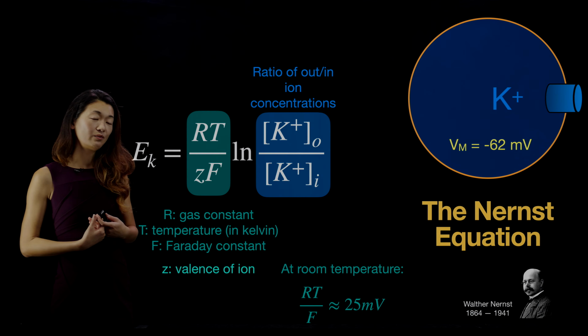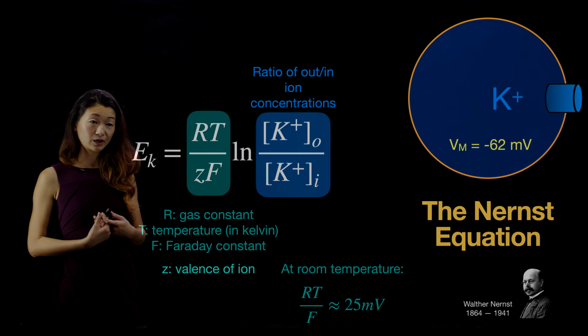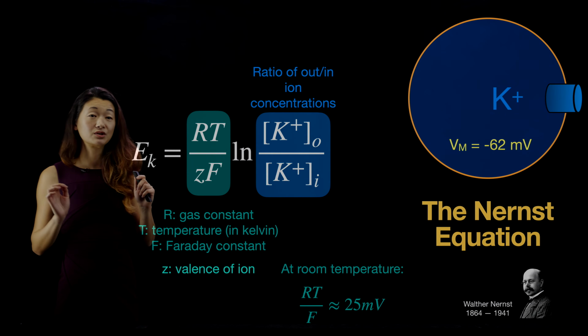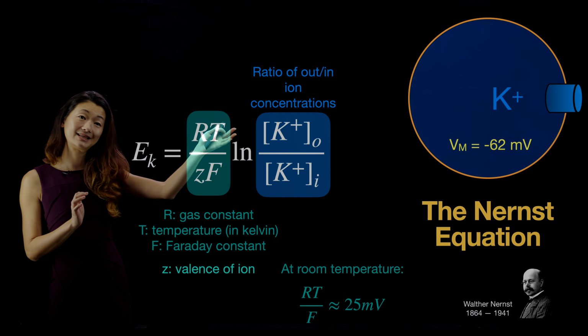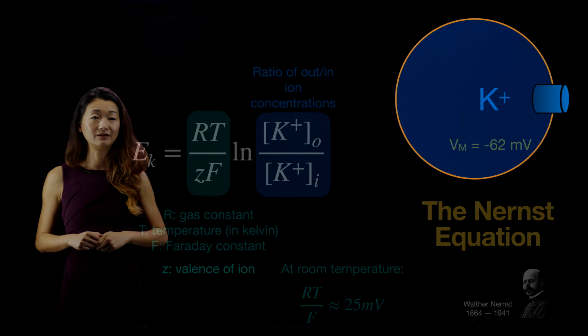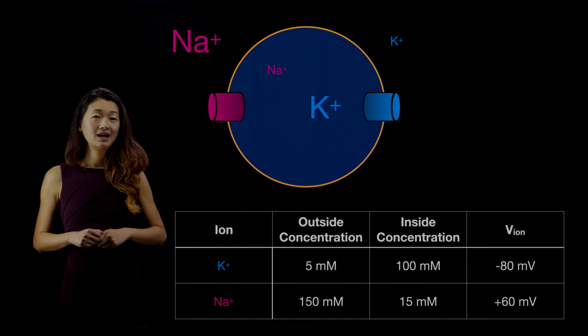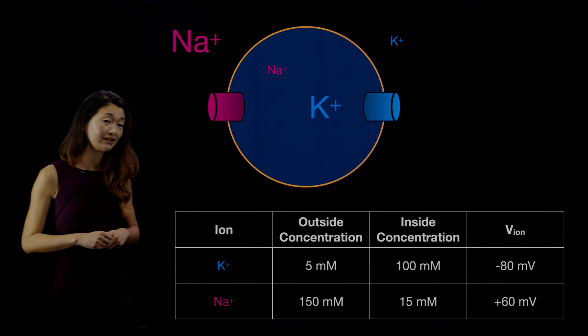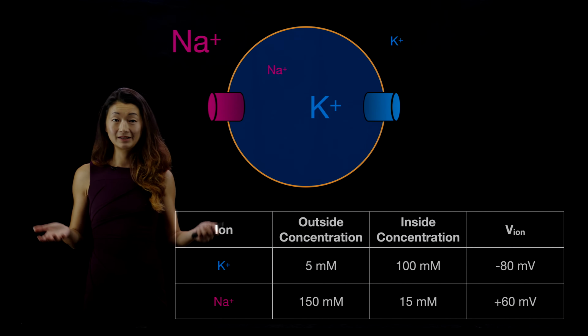So here we have a formula for computing the Nernst potential of any ion, as long as you know the ratio of its concentrations inside and outside, as well as the nature of the ion, what the valence of the ion is. In a slightly more complicated scenario, realistically, we actually have more than one type of ion.